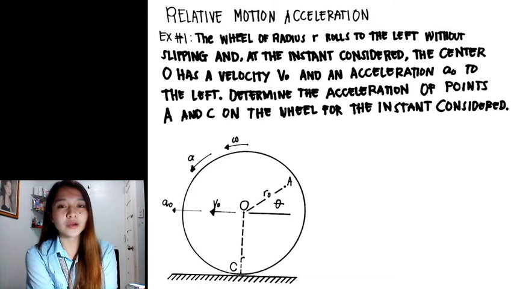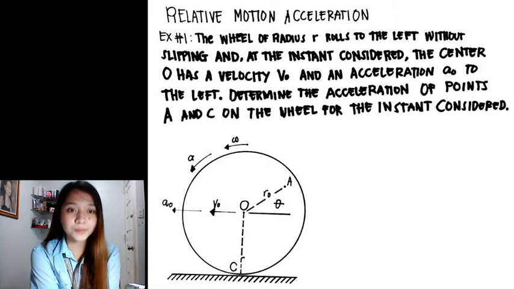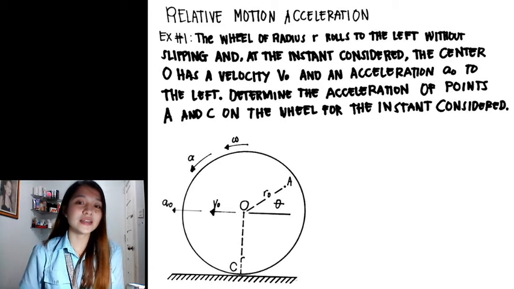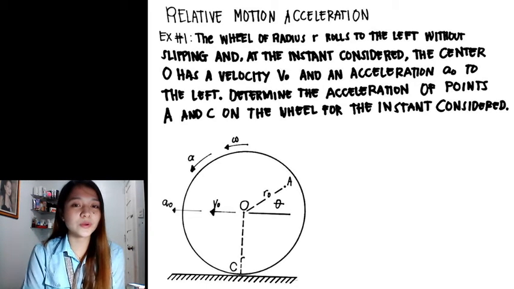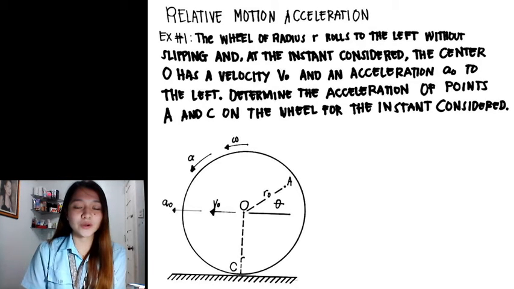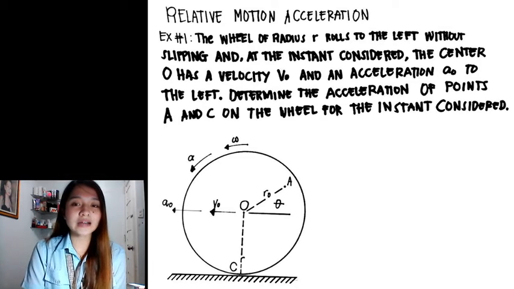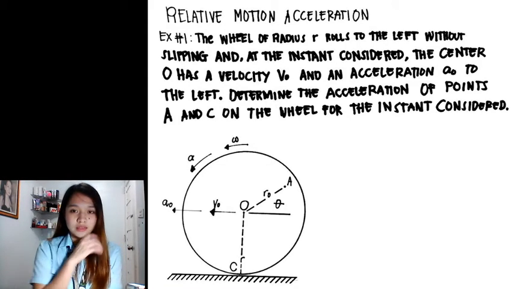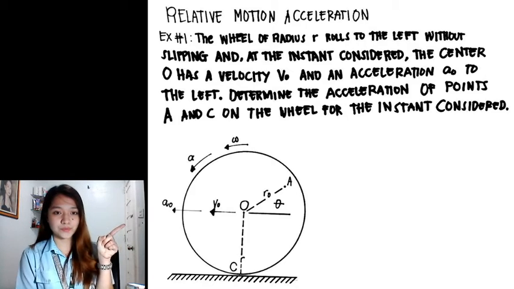Example number one: a wheel of radius r rolls to the left without slipping. At the instant, consider the center O has a velocity v sub O and an acceleration a sub O to the left. Determine the acceleration of points A and C on the wheel. For the instant, consider this figure.